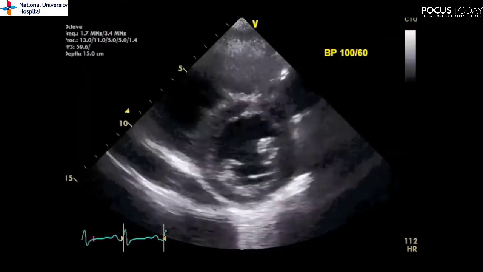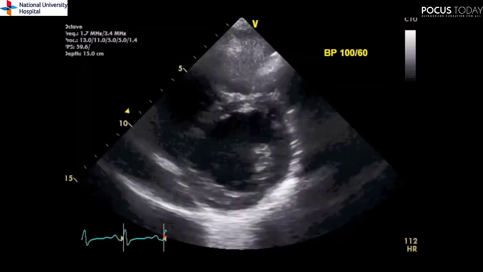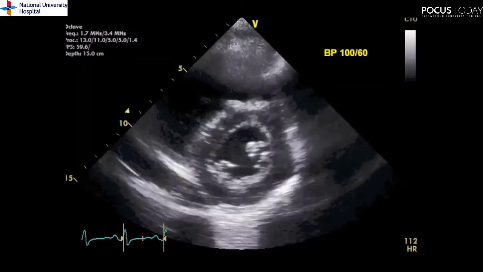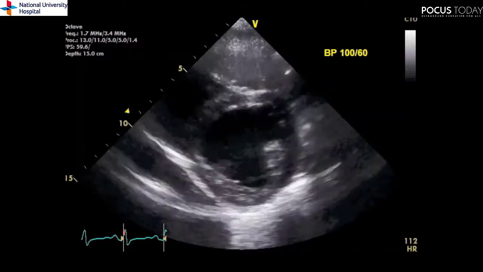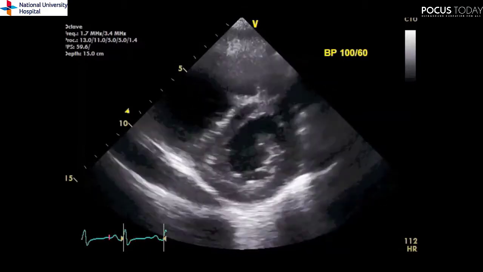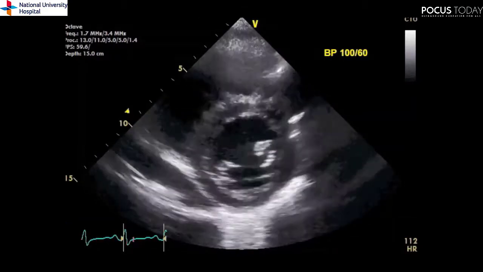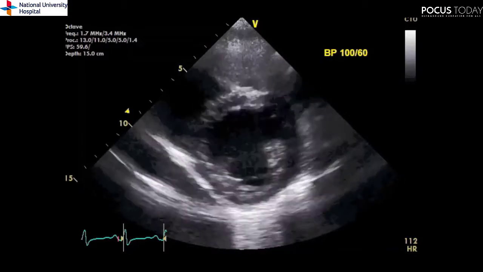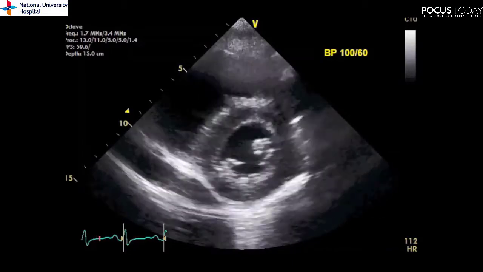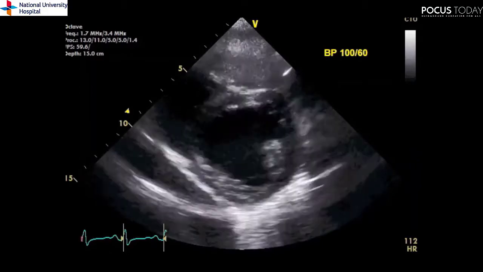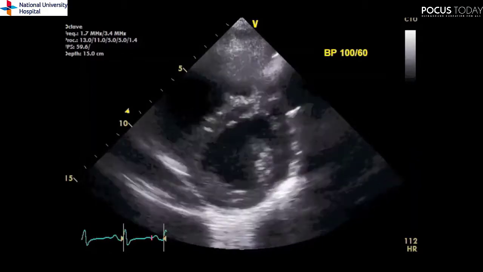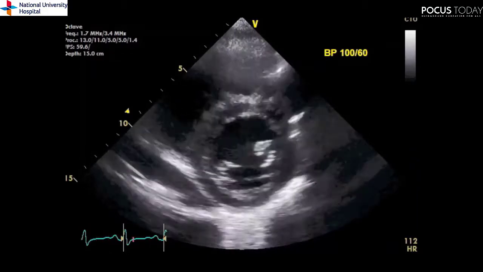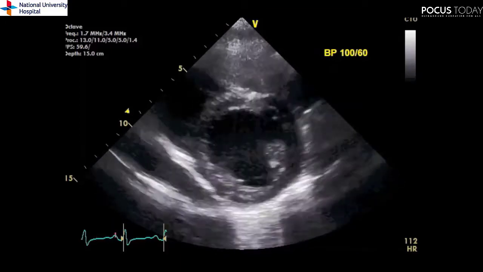Let's now look at increased RV afterload. Here we have a significantly dilated RV. The interventricular septum is flat during diastole. This gives the LV a D-shaped appearance in diastole. The elevated RV pressure in end diastole exceeds LV end diastolic pressure and causes the interventricular septum to be pushed into the LV. This in turn impairs LV filling.